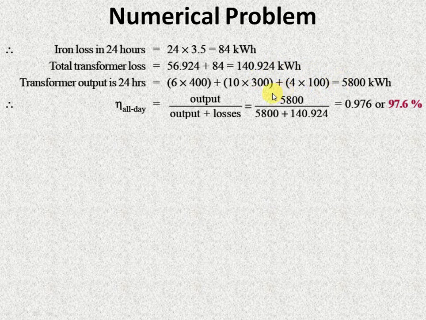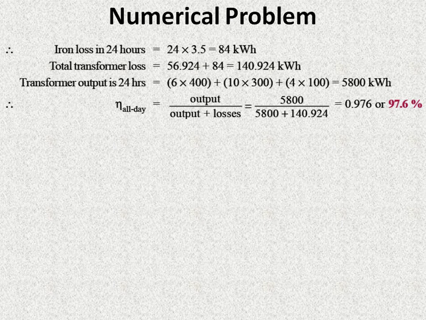So now you know the output energy in kilowatt hour and the input energy in kilowatt hour. By dividing one by the other for the 24 hours duration, we will be able to obtain the value of all day efficiency. Please note that the concept of all day efficiency is not the same as the ordinary efficiency term which we have studied before, that is, efficiency equals output power divided by input power. No, it's not the same.